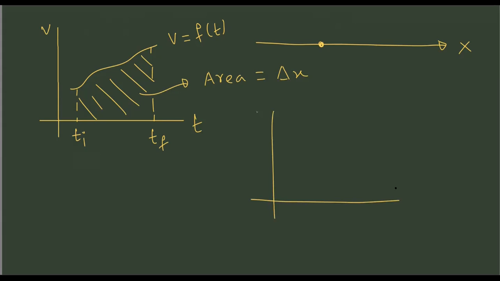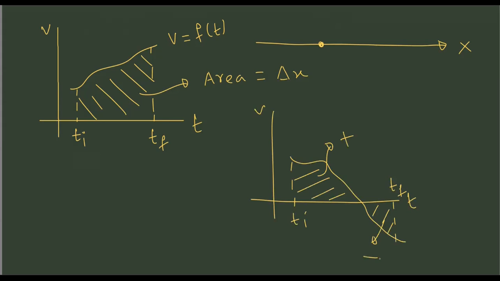So velocity time. Maybe my graph is something like this. My initial time is this, and my final time is this. In this case, the area which is above the horizontal line, I must take as positive, and the area which is below the horizontal line, I should take as negative.